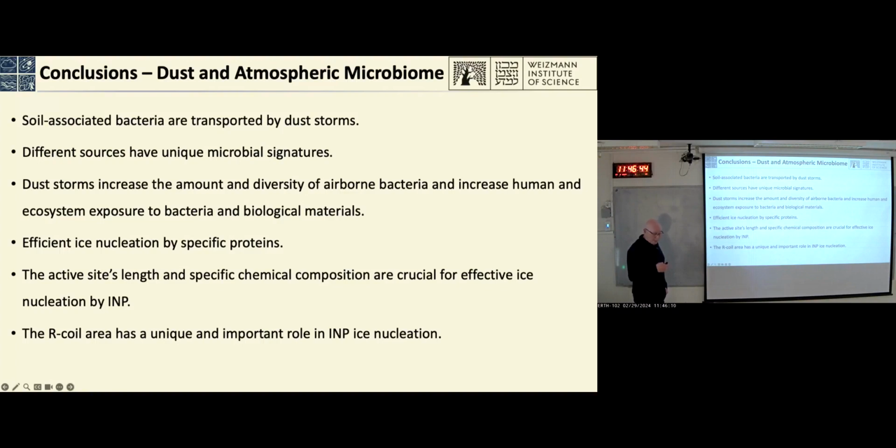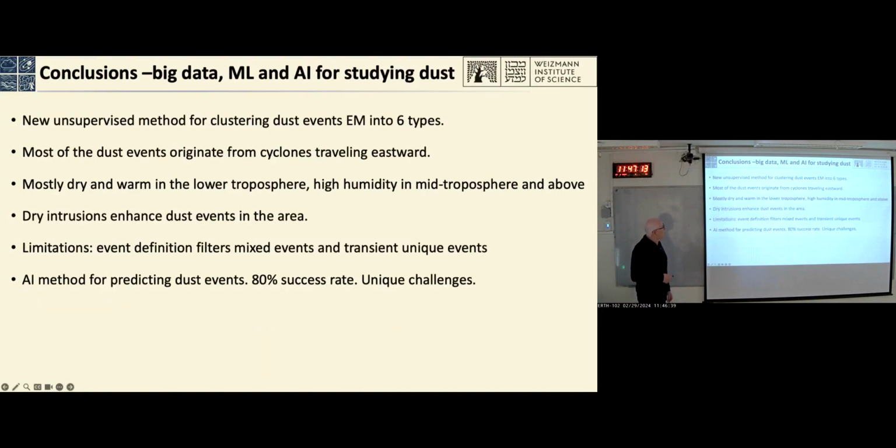Specific proteins in specific bacteria lead to efficient ice nucleation, and we found the active site's length and specific chemical composition. I remind you that changing amino acids can have an important effect on the ability to form ice. So these parameters are crucial for effective ice nucleation by the bacteria. And the aerocoil, the positive part, has a unique and important role in forming structures that lead to ice nucleation.